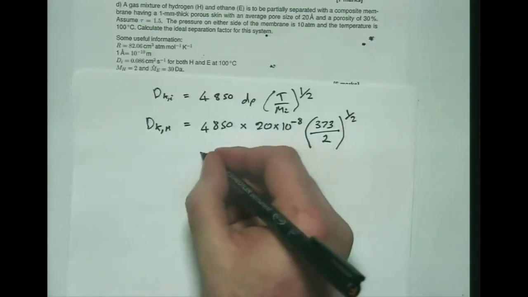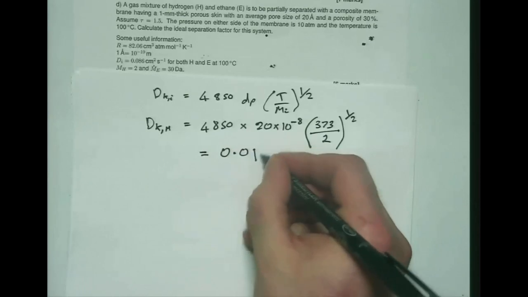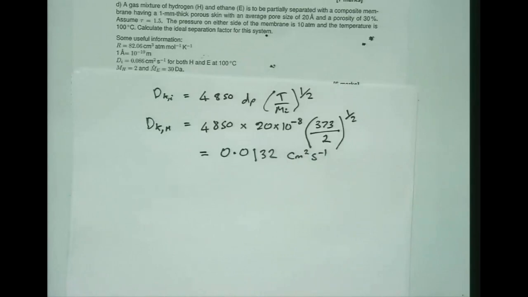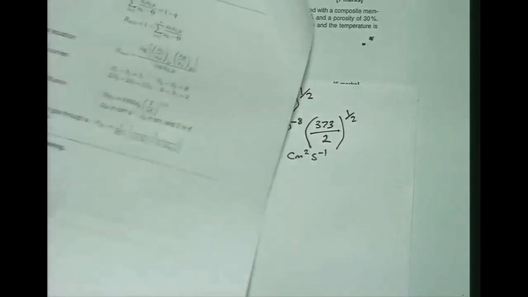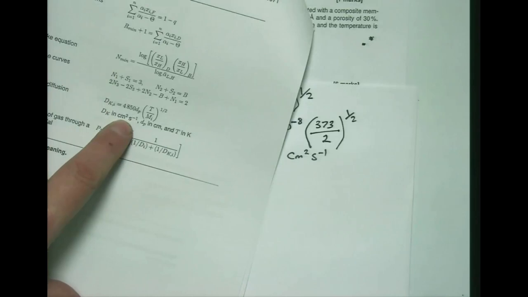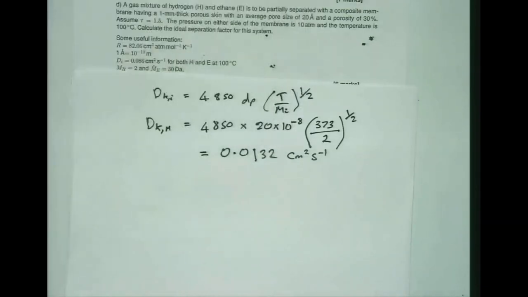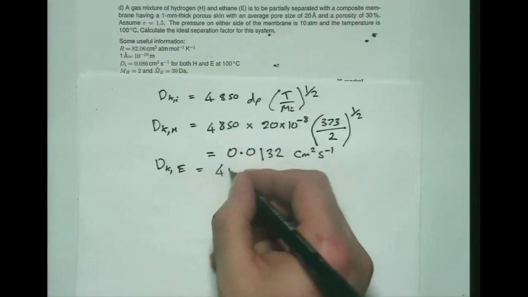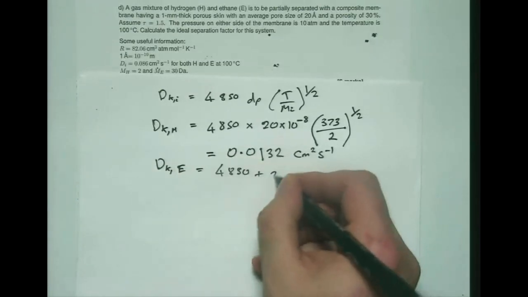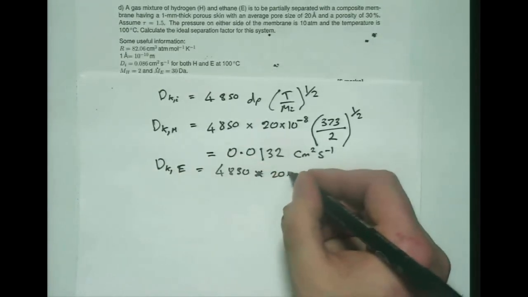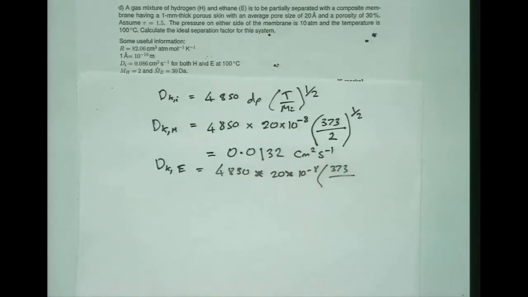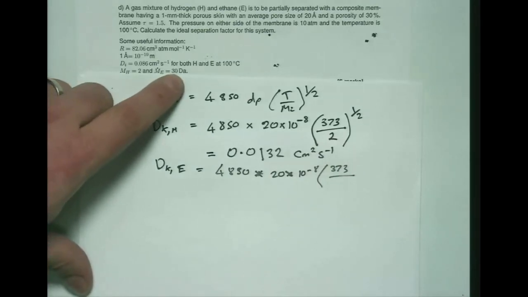So we can calculate that our Knudsen diffusion coefficient is 0.0132 centimetres squared. And again, we know it's centimetres squared because it tells us in our useful formula sheet. We can repeat exactly the same for ethane. The only thing that's different is we need the molecular weight of ethane, which we're told is 30.